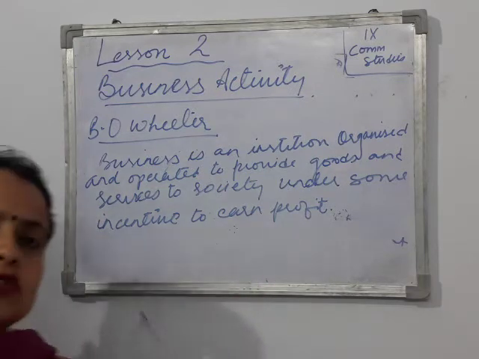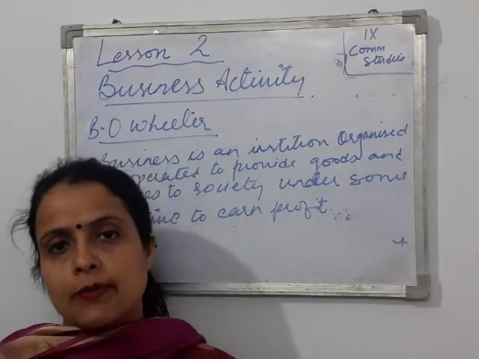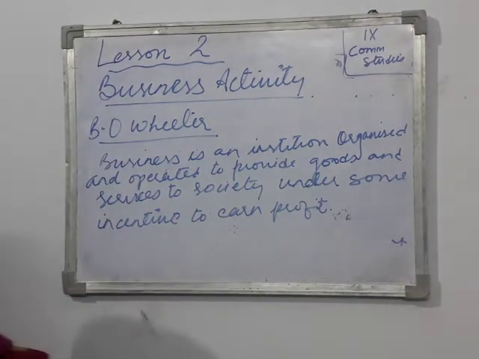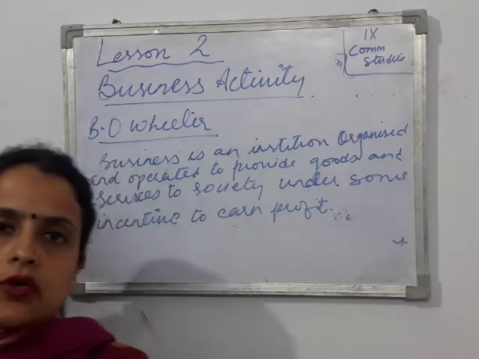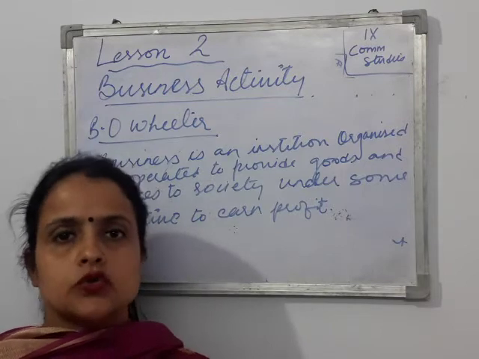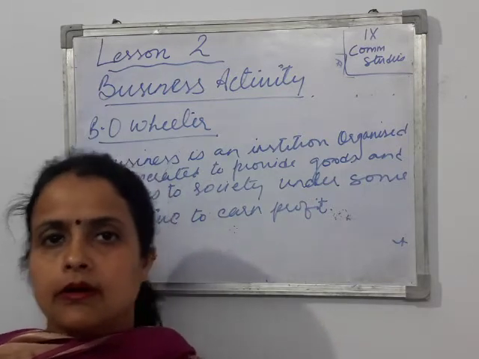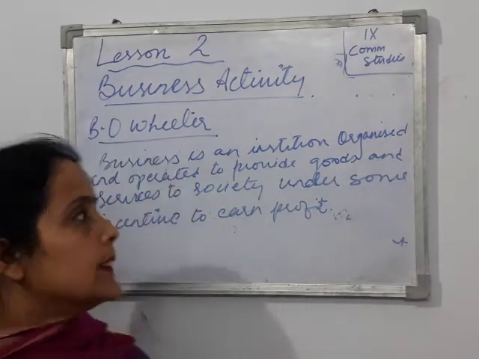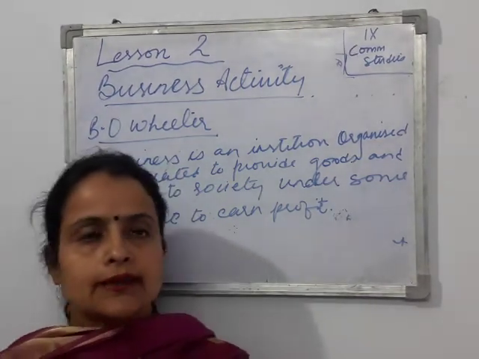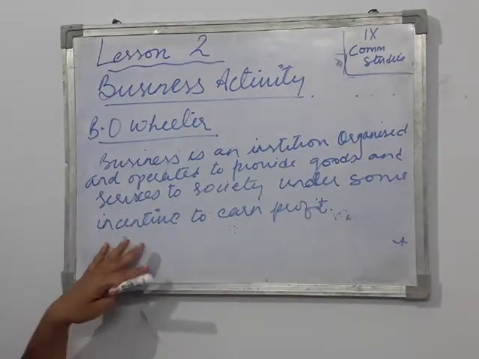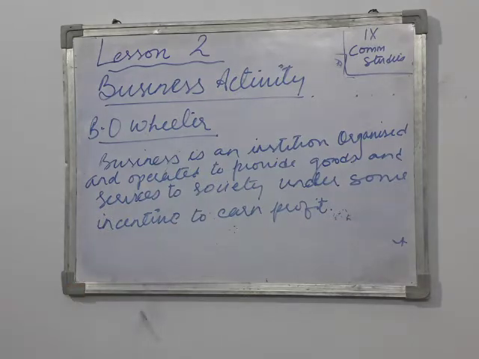So business is purely an economic activity. वहाँ पे profit के लिए ही काम किया जाता है. So business is an institution organized in order to provide goods and services to society in order to earn profit. अगर profit ना हो तो business हो ही ना. So this is very important to remember and keep in mind that business is done in order to earn profit. You can go through the definition for one minute.